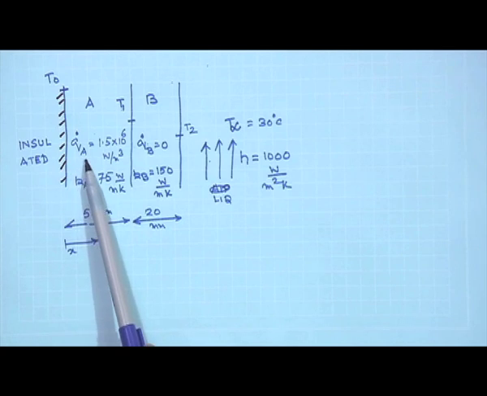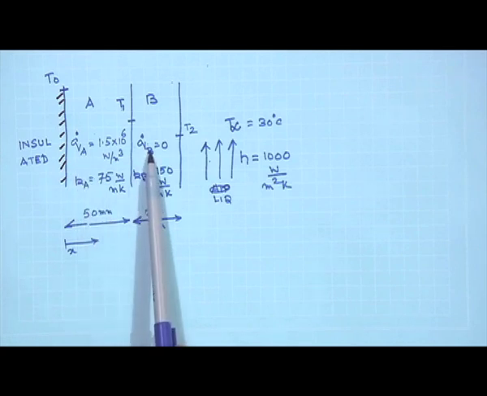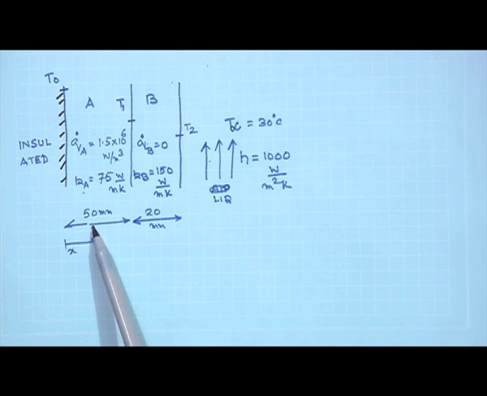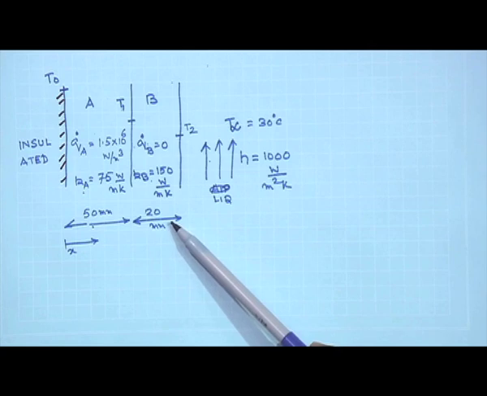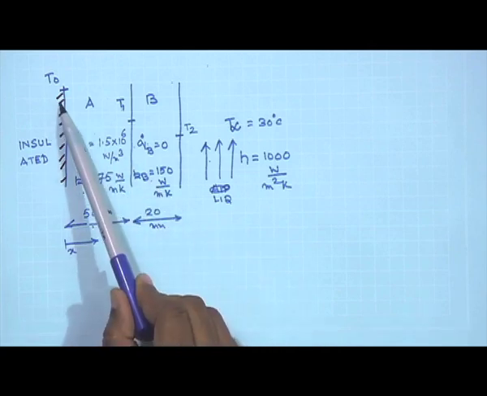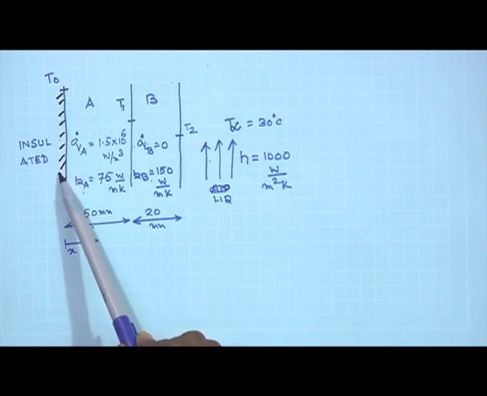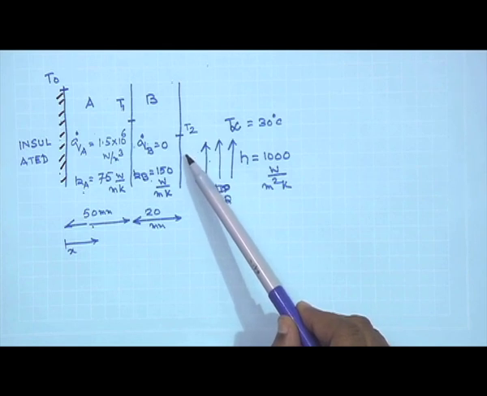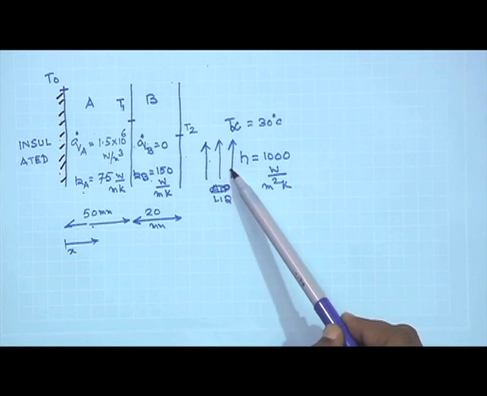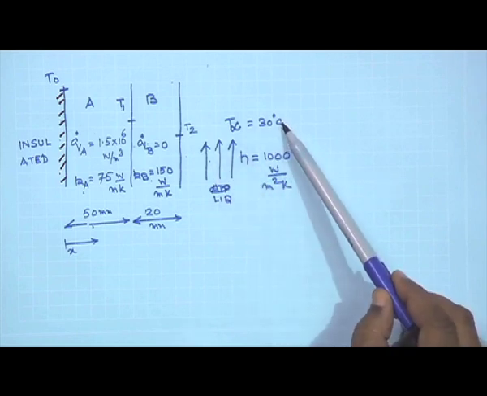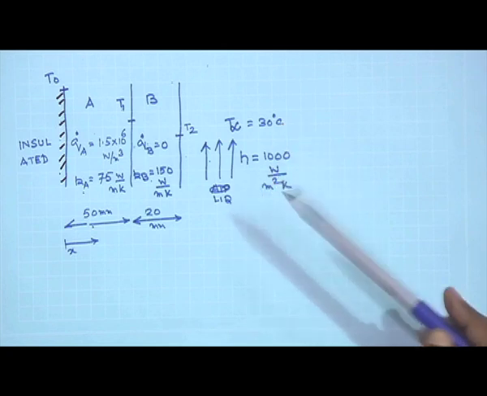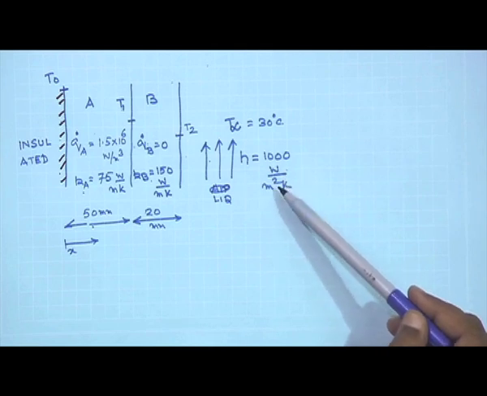A has heat generation, B doesn't have any heat generation. The thermal conductivity and the thickness of A, and the thermal conductivity and the thickness of B, are provided. The left hand side of A is perfectly insulated. The outer side of B is exposed to a convection environment where the fluid temperature is 30 degrees centigrade and the convective heat transfer coefficient is 1000 watt per meter square per Kelvin.